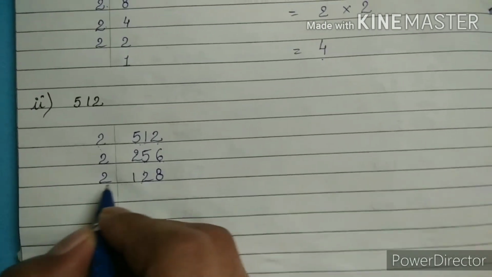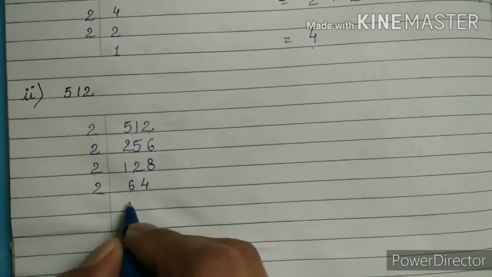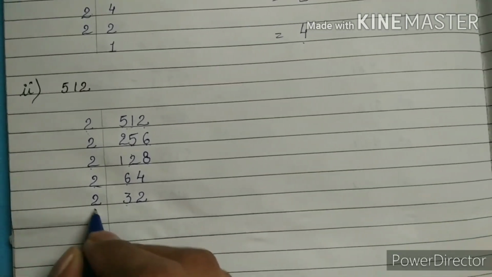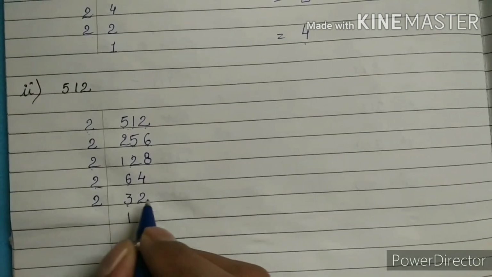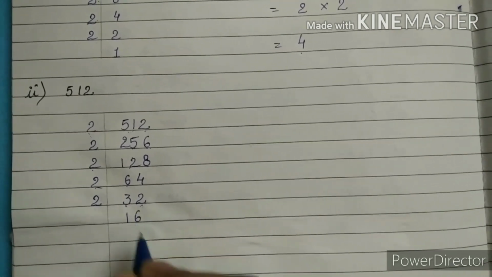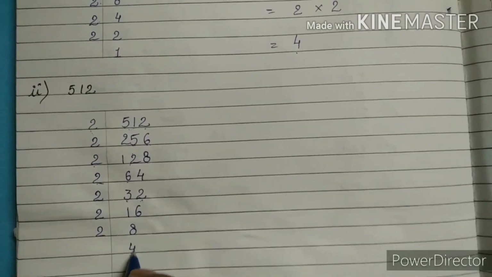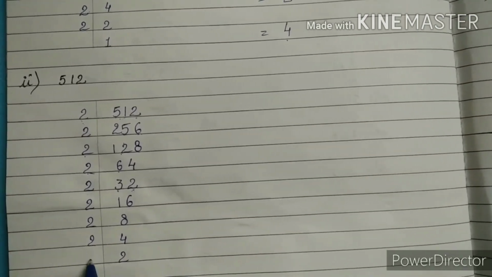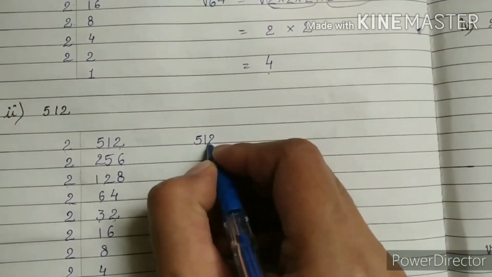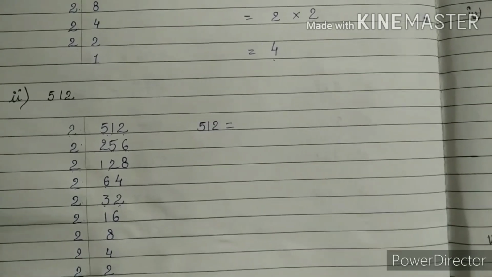Now again 12 comes 6 times, 8 comes 4 times. Again 6 comes 3 times, 4 comes 2 times. Now 3 comes 1 time, and the remaining 1 goes near to 2 and it becomes 12. 12 becomes 6 times. Now 16 comes in the table of 2 8 times, 8 comes 4 times, 4 comes 2 times, and lastly 2 comes 1 time. So the prime factors of 512 are 1, 2, 3, 4, 5, 6, 7, 8, 9.